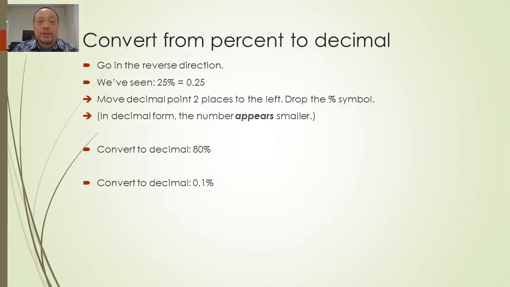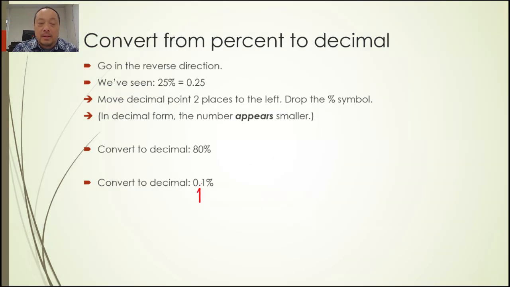Next example, convert 0.1% to decimal. Yes, a percent can be a decimal by itself too. In this case, 0.1% means 1/10 of a percent. The decimal point's right here. Let's just move it to the left 2 places, fill in with zeros. The answer is 0.001.